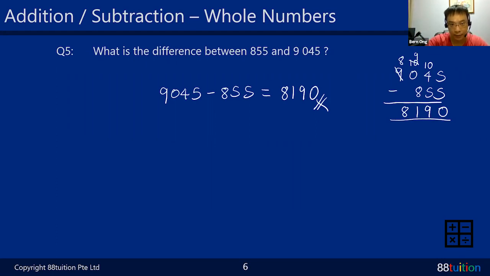Question 5. 8,190. Yes, smart girl. I think it's a girl, right? Yeah. All right. My new student today. It's a she, I think. All right. She's my new student today. So must give her more attention. Okay. Moving on. Question 6.